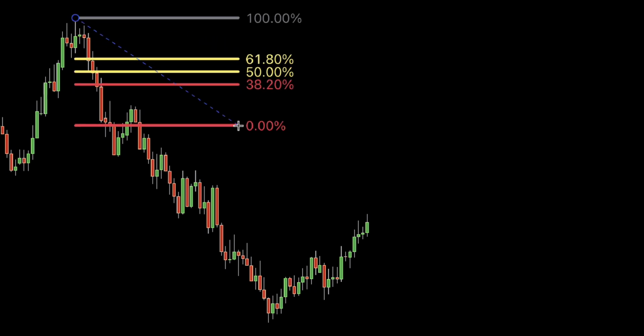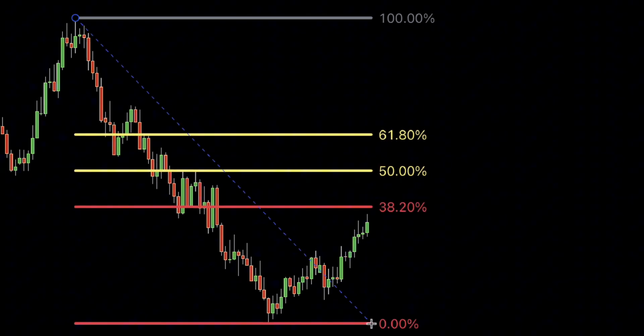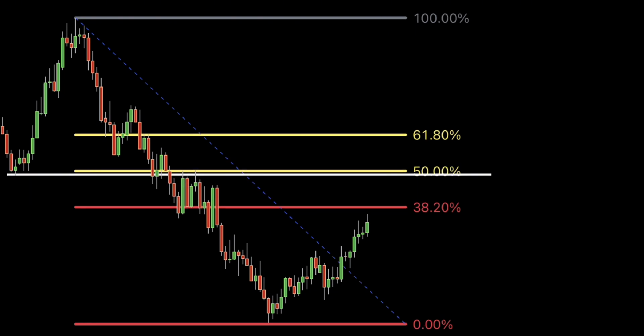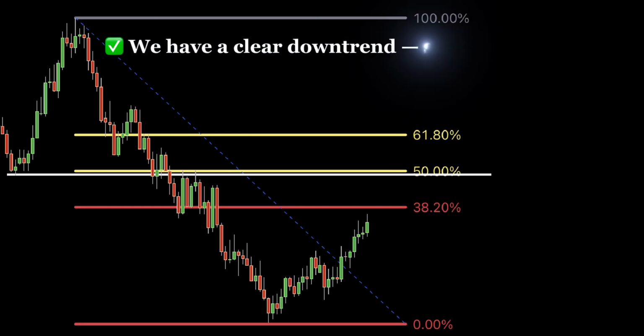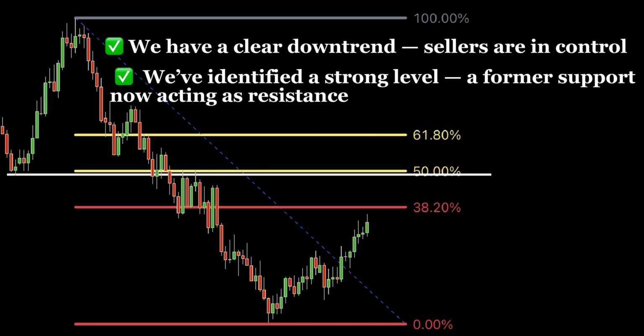First, we draw the Fibonacci retracement from the top of the move down to the lowest point of the downtrend. Notice how the 50% level lines up perfectly with an old support that's now acting as resistance. That alignment is important. It gives us a high probability area for a potential reversal. So let's check off the first two parts of the TLL method. We have a clear downtrend, sellers are in control. We've identified a strong level, a former support now acting as resistance, aligned with our Fibonacci golden zone.